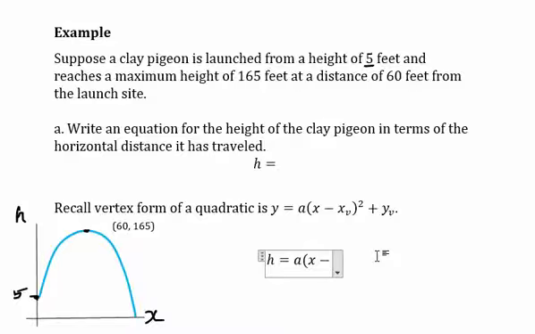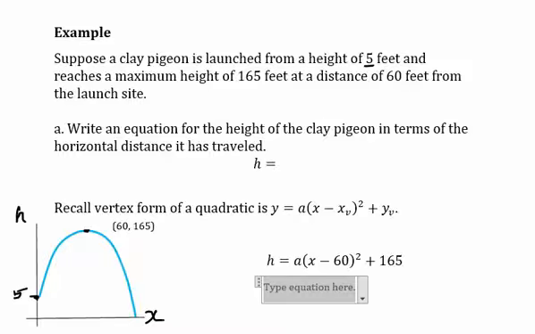Okay, so we could write our height formula without knowing a first as h equals a times x minus the x coordinate of the vertex, which is 60, squared, and then plus the y coordinate of the vertex, which is 165. Okay, we still don't know what a is, but we do know that a is negative because this parabola opens downward. Okay, so if we do a little bit more, I'm going to just take this expression and expand it some, and then we'll see if we can figure out what a is.